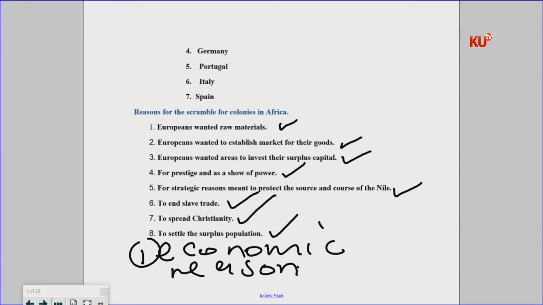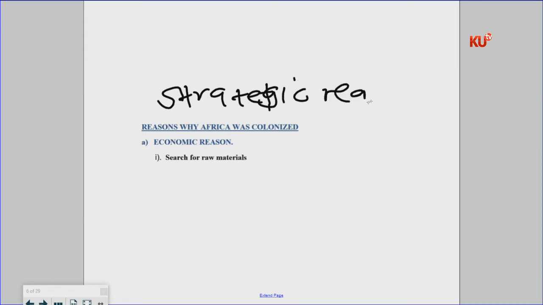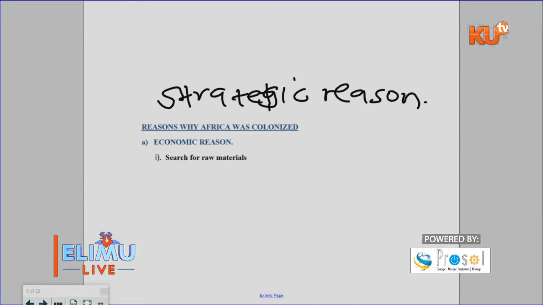The next one is the strategic reason. Let me write it here on top: strategic reason. So we have economic reasons, strategic reasons, political reasons, and what you call the social reasons. That is the main reason why I am writing this.